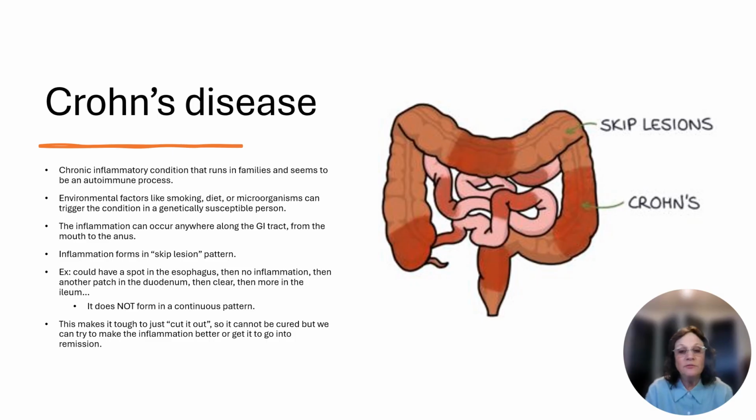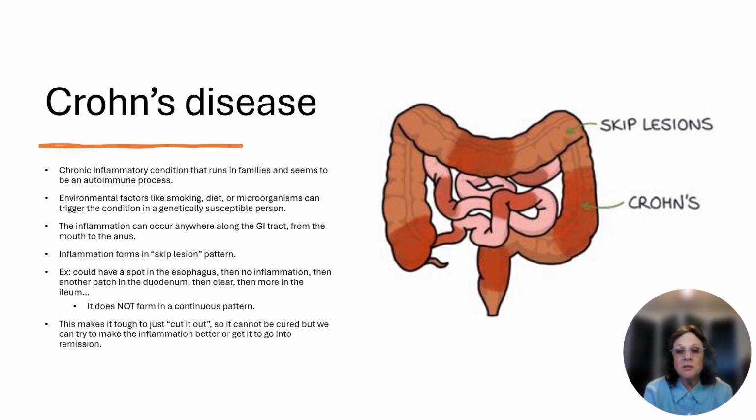Crohn's disease, again, inflammation that runs in families. It seems to be autoimmune in nature, like there's something that's triggering the body to fight off and cause inflammation to various parts of the small intestine. The inflammation can occur anywhere in the GI tract, like I mentioned, from the mouth all the way to the anus, and it has these skip lesion patterns. You're going to hear that talked about whenever you're tested on Crohn's disease.